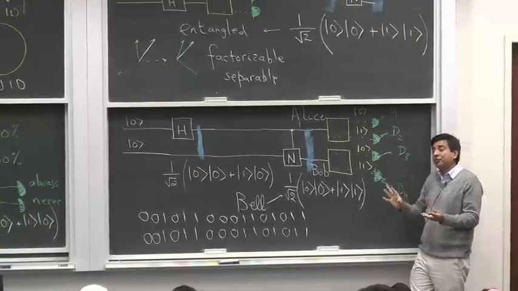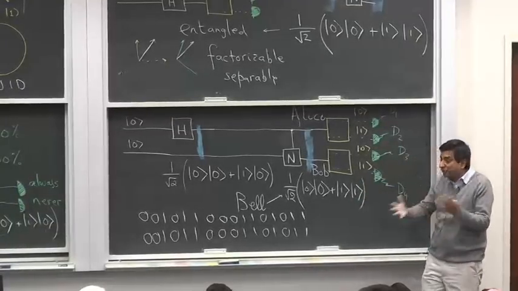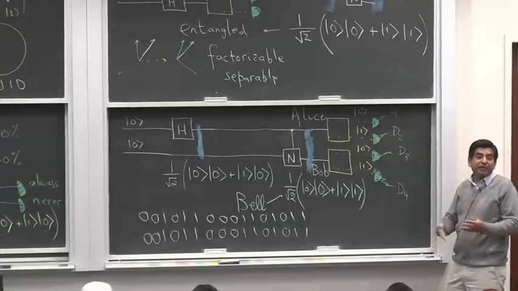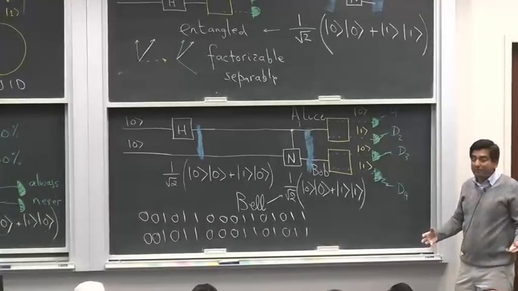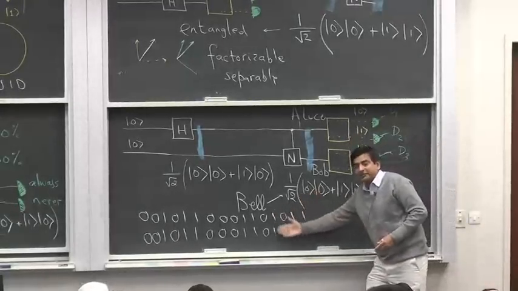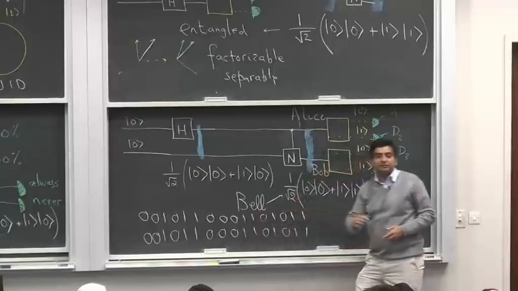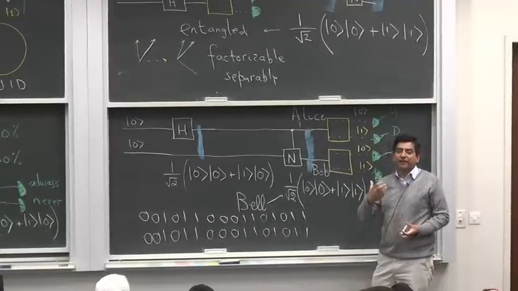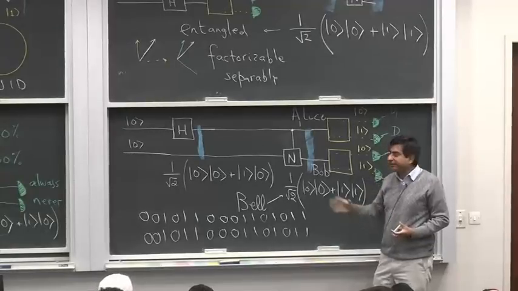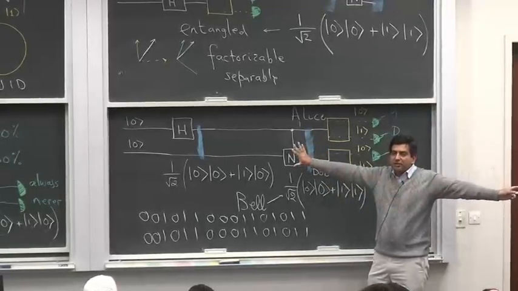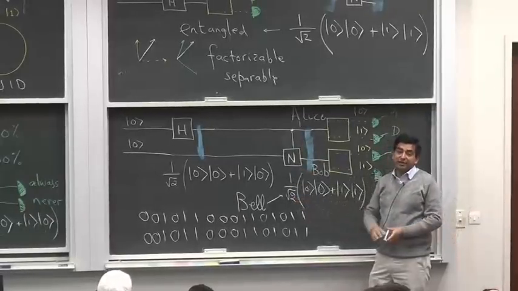And Alice on her own keeps on thinking that she has a totally random affair going on. Bob on his own thinks he has a totally random affair going on. So the parts are random, but the whole is not random. The whole is perfectly correlated. So this is an example of entanglement. These objects could be separated out in space, far, far apart, but still there is perfect correlation.